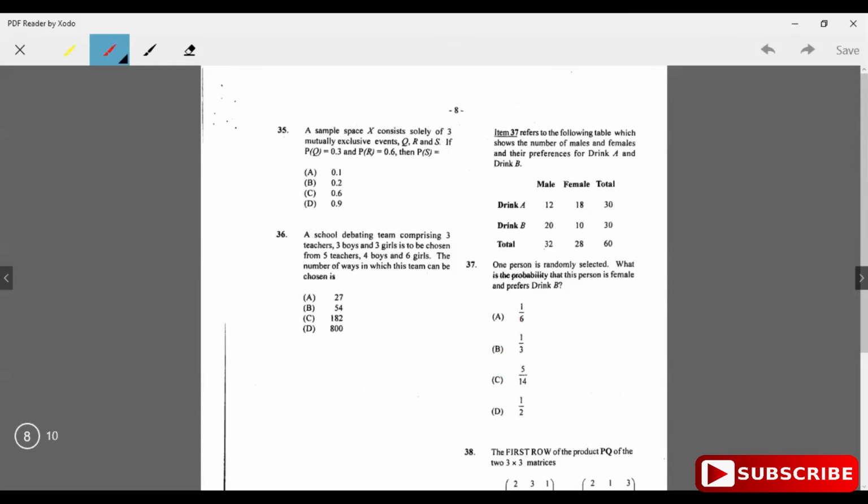Question 35. What's question 35? 0.9, because since they're mutually exclusive... 0.9? Yeah, A, it is 0.1. It asks for the probability of S. Remember, the probability of Q plus the probability of R plus the probability of S is going to be equal to 1. So S has to be 0.1.